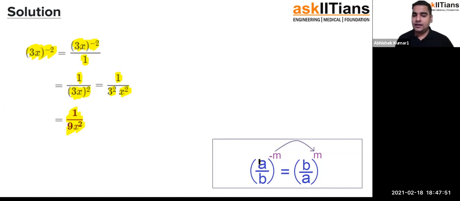Understood? On the right hand side, they have mentioned the property that a upon b raised to the power negative m is going to become b upon a raised to the power positive m. It's just that you need to take the reciprocal of the terms in the base. That's it.